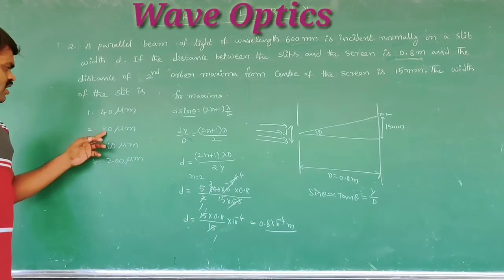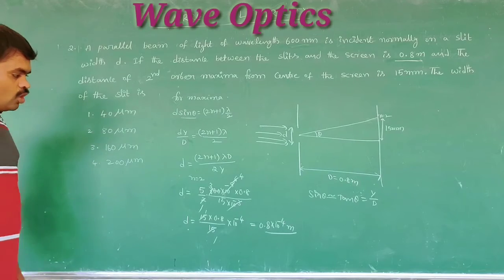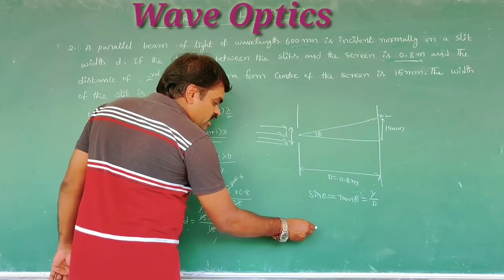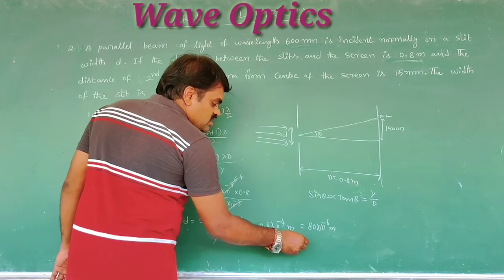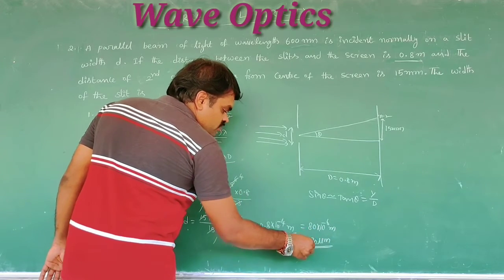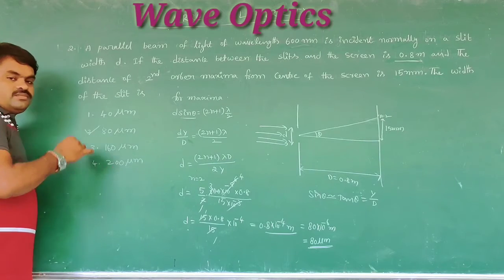In the options they gave 80 micrometer, so this is not directly related. Now this is converted into micrometers. Then 80 into 10 to the power of minus 6 meter is 80 micrometer. The answer is the second option.